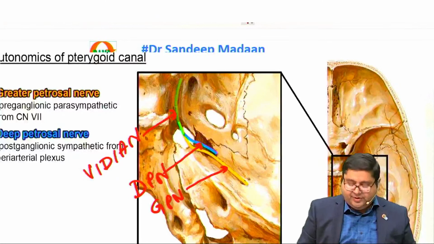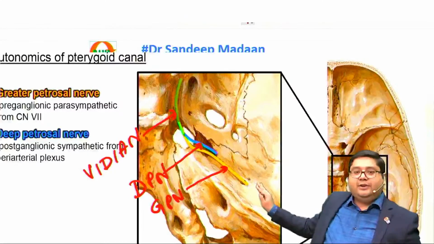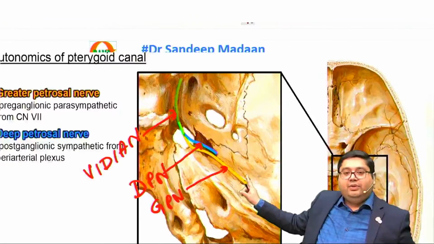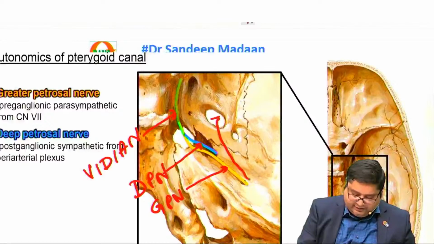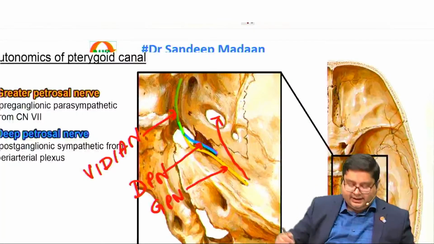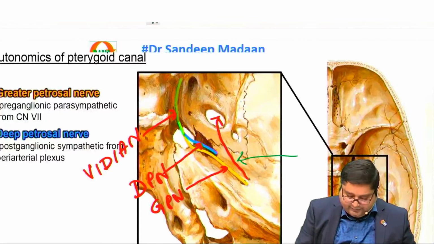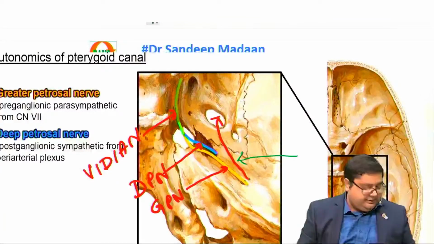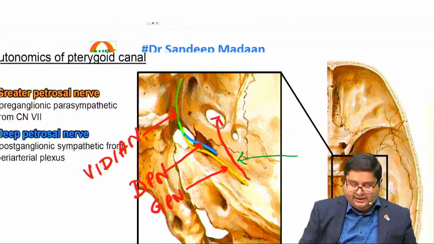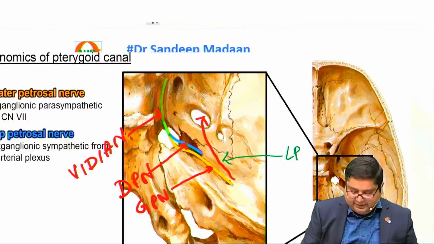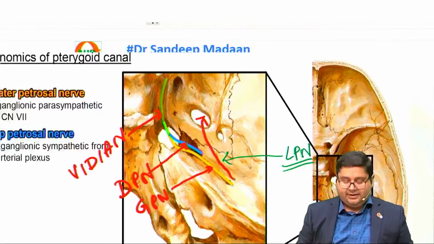If I ask you, beta, one more nerve here, because with respect to petrous bone, this is the petrous bone, we have the greater petrosal. We also have one more nerve present over here. This nerve will exit from the foramen ovale. Can you tell me this red color nerve? Can you identify this red color nerve? This will be lesser petrosal nerve. It will be lesser petrosal nerve. Making sense, beta?